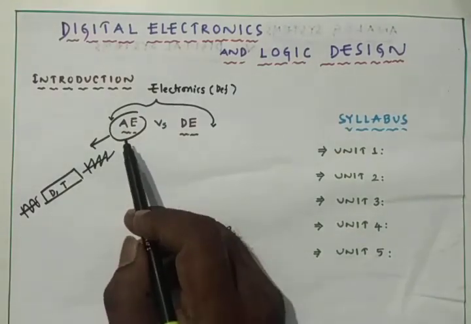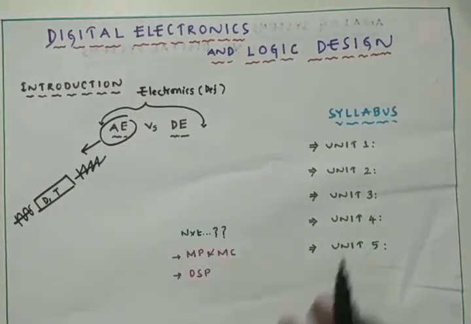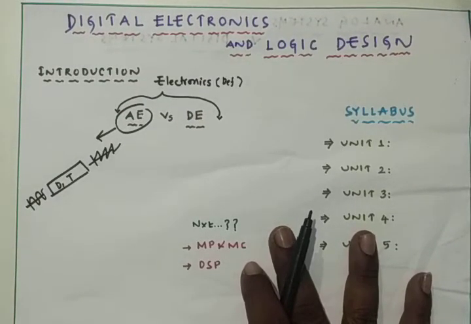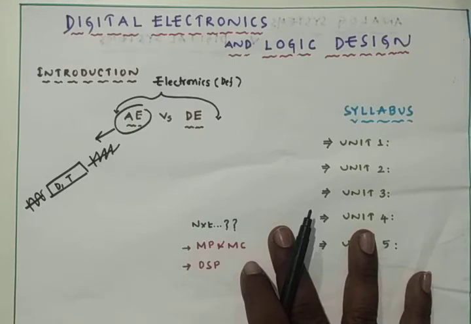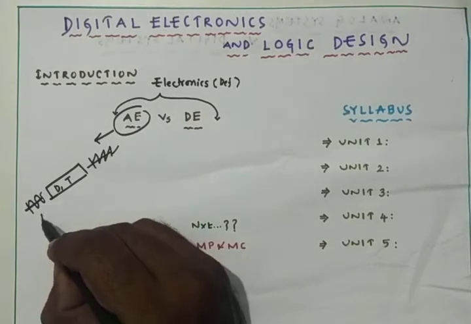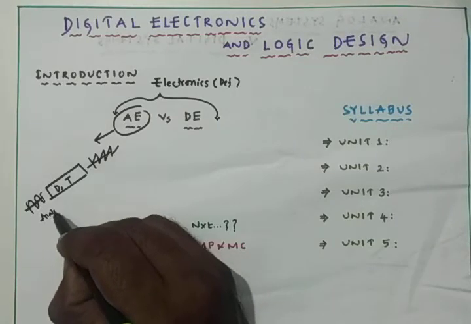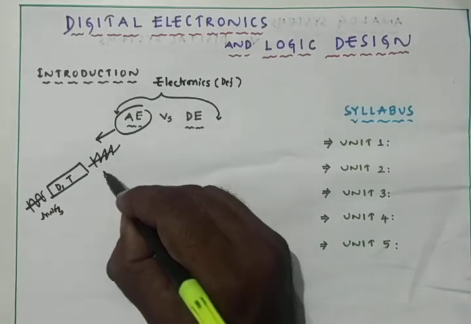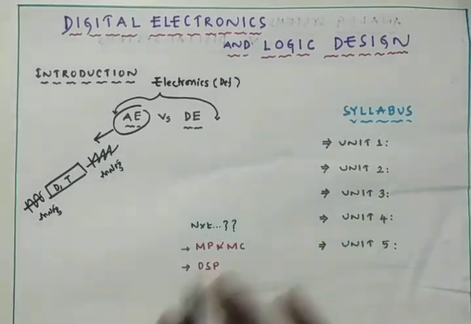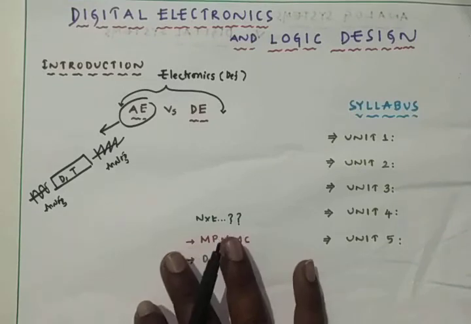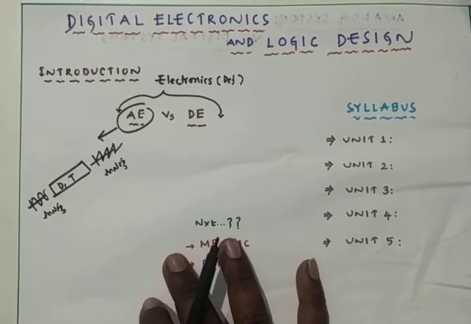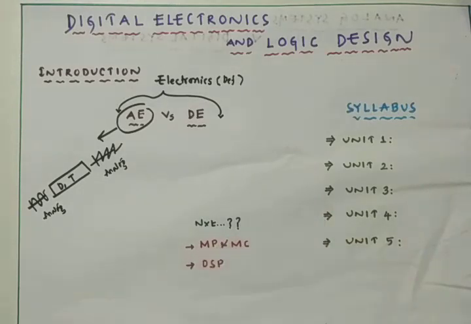So, analog electronics is one branch of electronics in which the electronic circuit completely deals with analog signals only. This signal is named as analog, and this is also analog. So I am recalling the concept of analog. A continuously varying signal is called an analog signal.